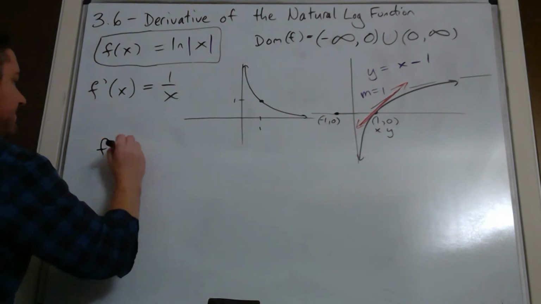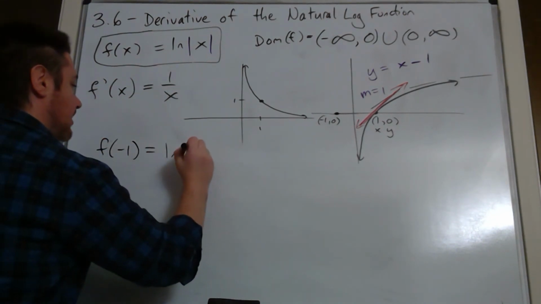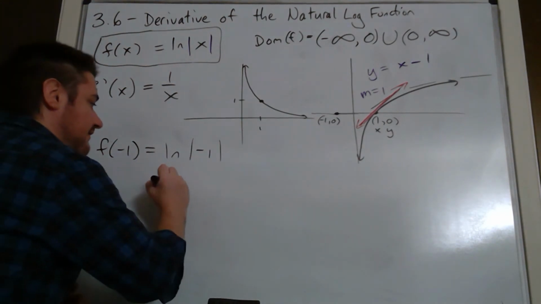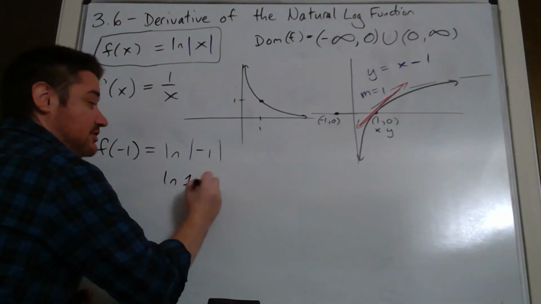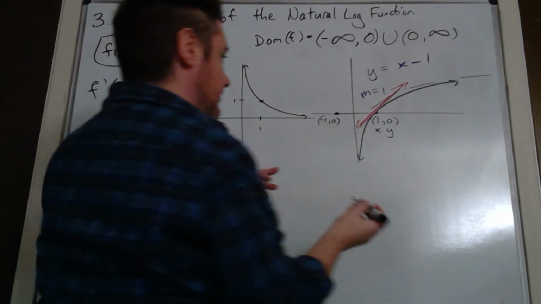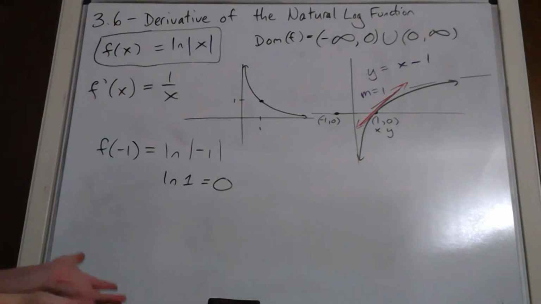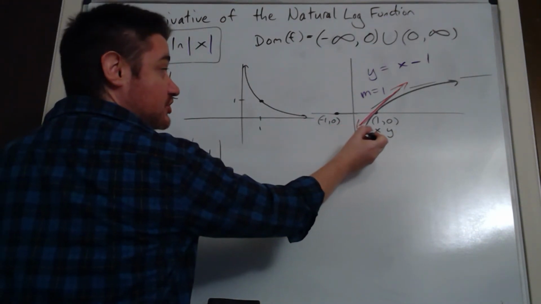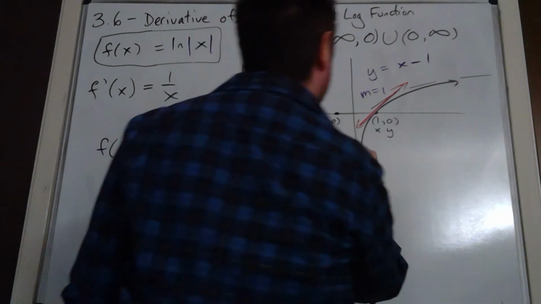So if I do f of -1, that's natural log of the absolute value of -1, right? But we know the absolute value of -1 is just +1. And natural log of 1 is 0, right? So we plug -1 in there, we still get 0. You can try some other points, or trust me that it's going to treat every negative number as the positive version of that number. And so that's going to create the reflection.